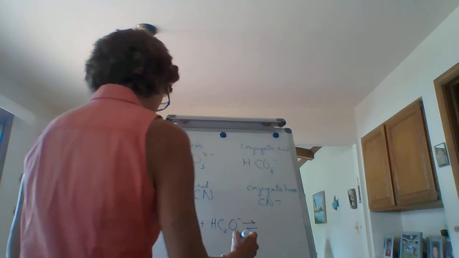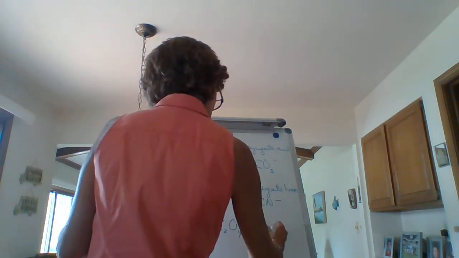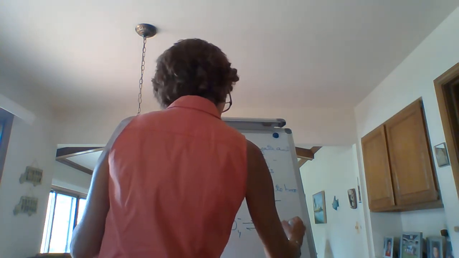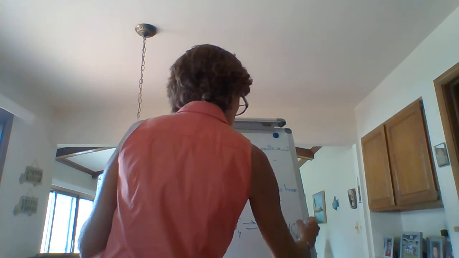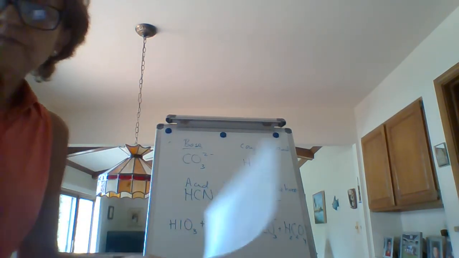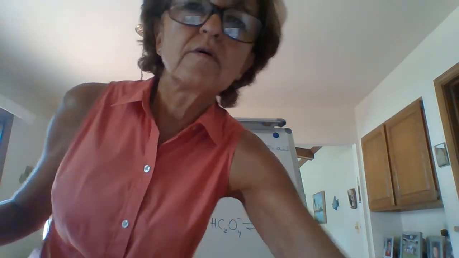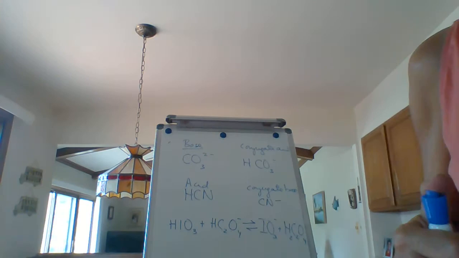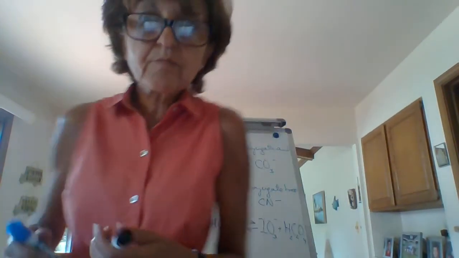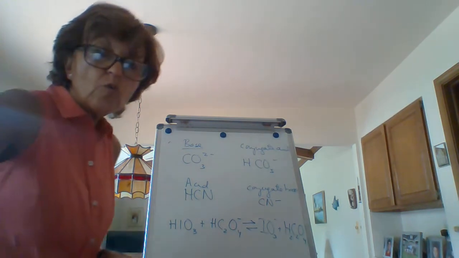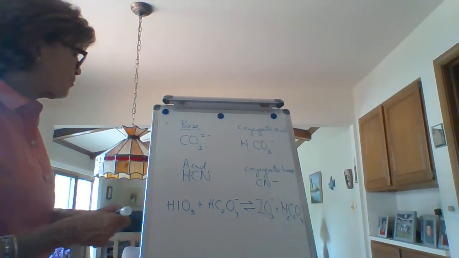We'll do a double arrow here. IO3 negative plus H2C2O4. Okay, so what we want to do is link up the conjugate acid-base pairs. Remember, they differ by one proton, guys. They differ by one hydrogen. So what are the two things that differ by one hydrogen?